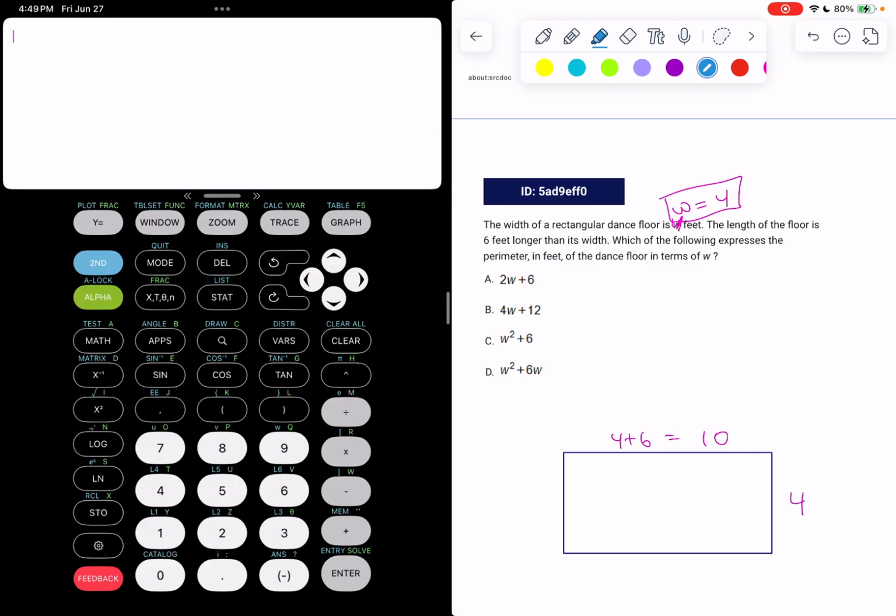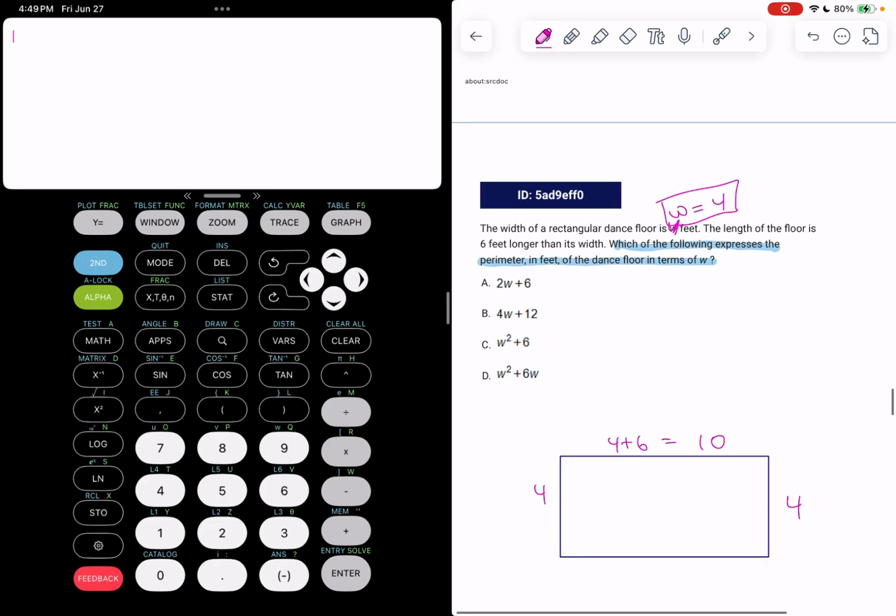Now what are we looking for? Which of the following expresses the perimeter in feet of the dance floor in terms of W, which we know is 4. So let's see, what would the perimeter be? Well, remember, the perimeter is the outer edges added together. So this plus this plus this plus this. So it'd be 4 plus 10 plus 4 plus 10. So that's 14 plus 14. That's 28. 28 is the perimeter. And what do we say? In goes the box, out comes the circle.